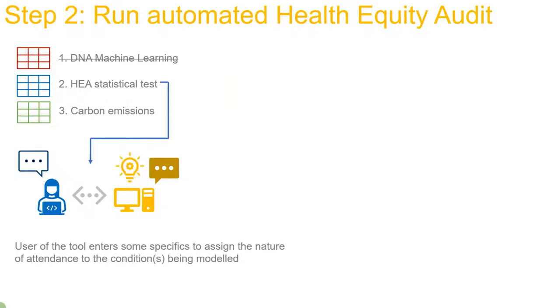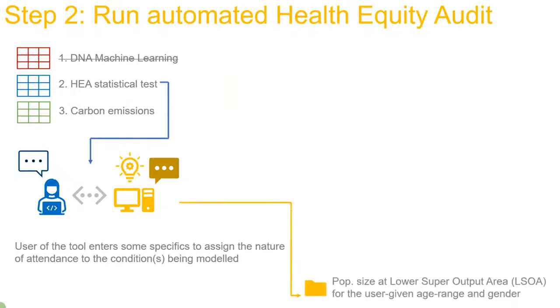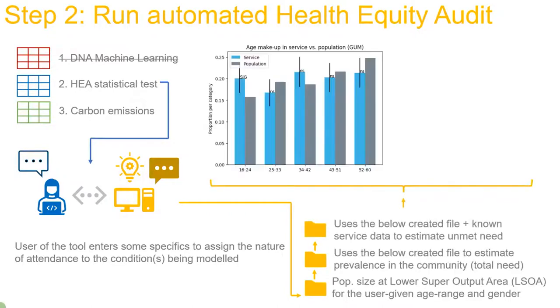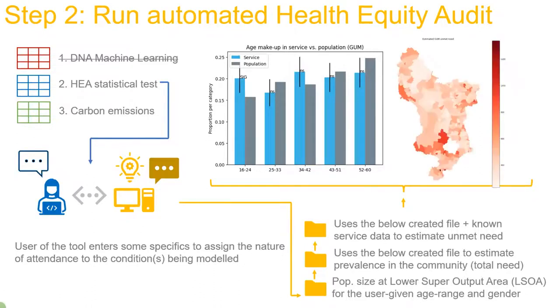The slide shows some example outputs, specifically using the dummy data that we generated from the automated health equity audit. On the left is a chart comparing the proportion of residents accessing the service by age range compared to the proportion in the same age range in the population. Significant differences are indicated, and on the right is a heat map showing relative concentration of unmet need for a given condition in the local authority in scope.